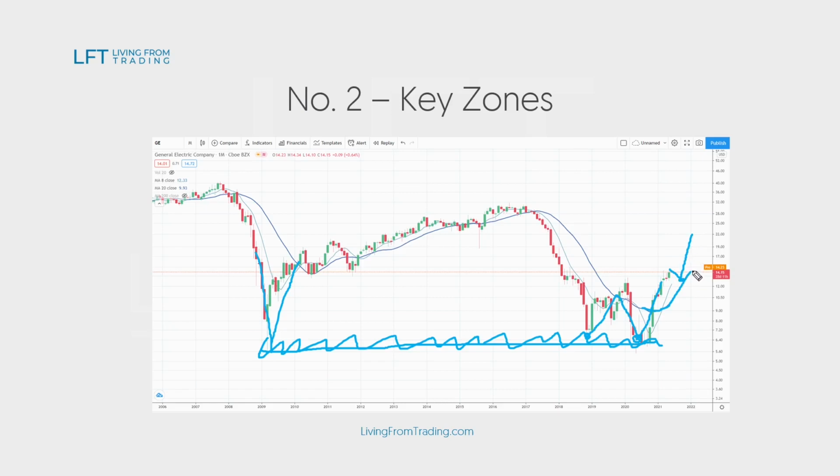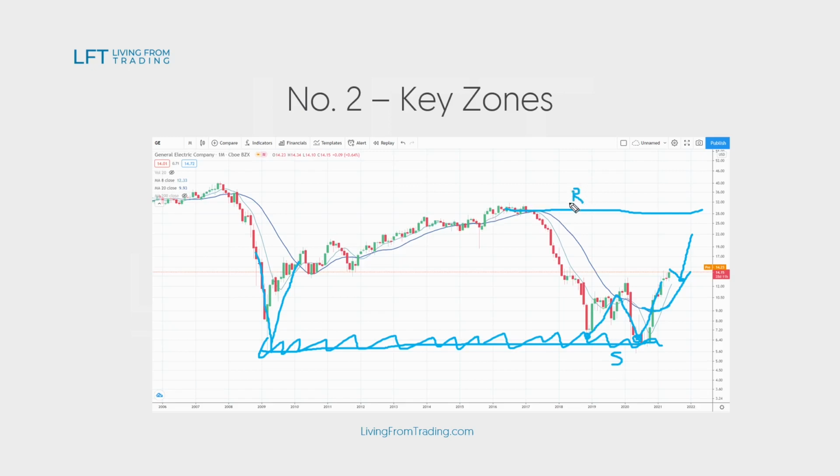And what would be my possible target? Maybe this zone here, where the price changed the trend previously. Here is what we call a resistance zone, and here is what we call a support zone. So these kinds of zones where the price changed the trend previously are good targets that we may have for our trades.